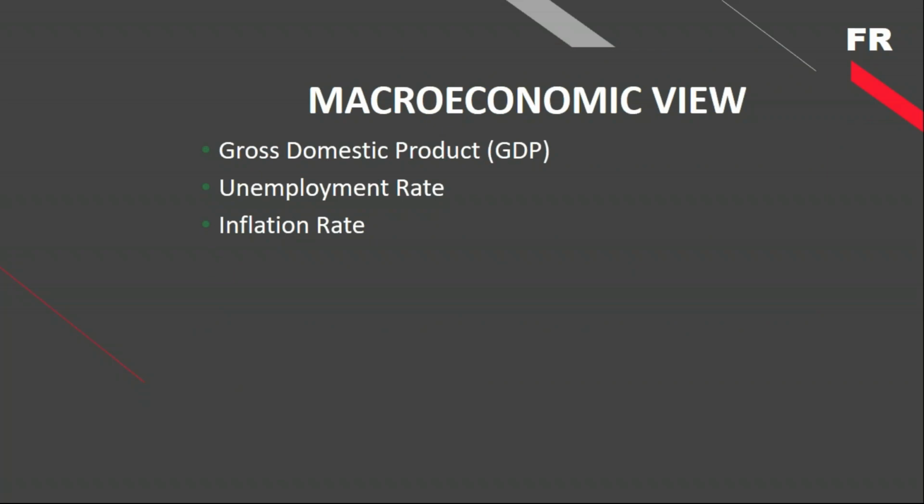All right. So what is the macroeconomic view? The macroeconomic view primarily looks at three things. The GDP numbers locally, with Statistics SA releasing those numbers almost on a quarterly basis. We look at the unemployment rate, which is also released by Statistics SA, as well as the inflation rate. With the GDP rate, we are talking about how much an economy is producing. In this particular instance, we're talking about the South African economy as a whole.